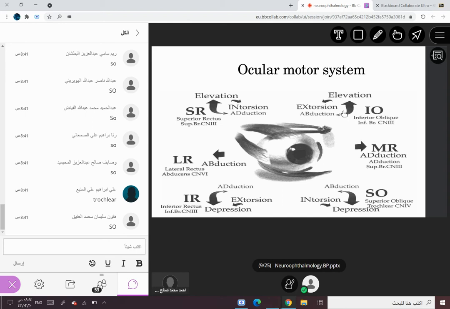Okay, we agree that the oblique muscles have cyclotorsion. This is extorsion, this is intorsion. What is the meaning of intorsion and extorsion?